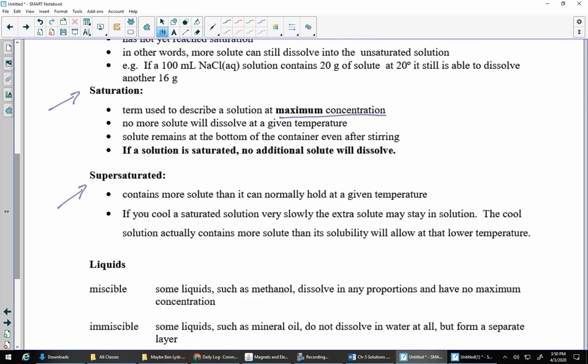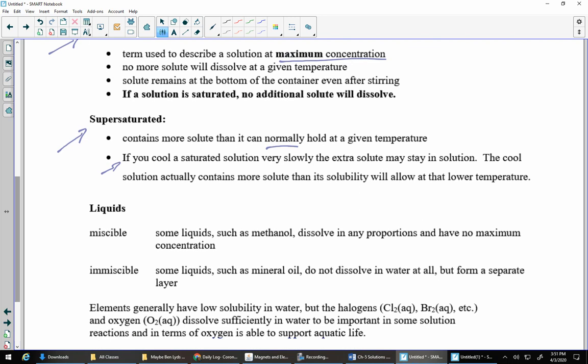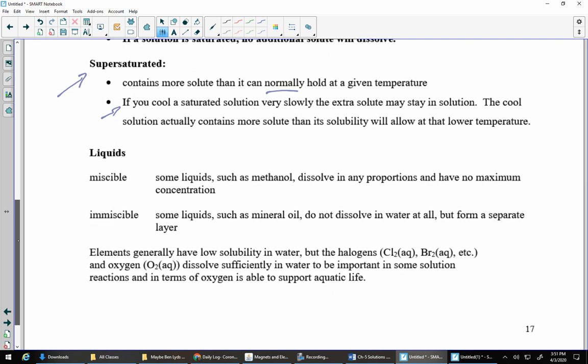Supersaturated means you've got more than you can dissolve at a given temperature, which is kind of weird, which is why we have "normally" in there. It contains more solute than you can normally hold at a given temperature. Typically, if you heat something up, you can dissolve more solids, and this is what we're looking at right here. You get a saturated solution at a higher temperature, and then you cool it down to a lower temperature where less of that solute should be able to fit, but it's still in there. You can check out some pretty cool YouTube videos of things coming out of a supersaturated solution. Pretty neat.